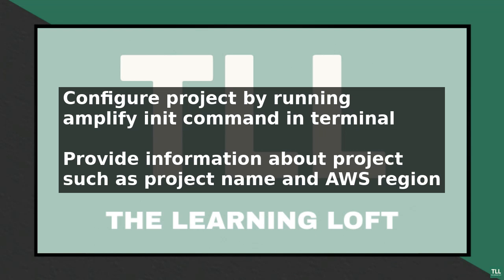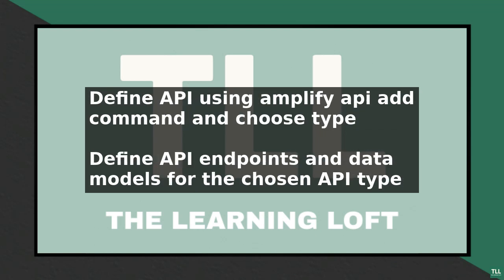Step 3. Implement your API. Once you have defined your API, you can implement the API endpoints using AWS Lambda functions. You can write your Lambda function code in languages such as Node.js or Python. The AWS Amplify CLI provides a set of tools to help you generate the Lambda function code and configure the API gateway.